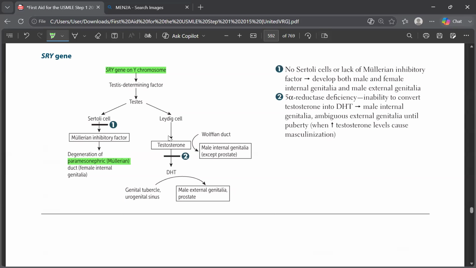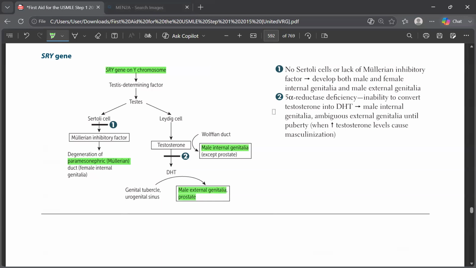And then the Leydig cells secrete testosterone, and testosterone causes the Wolffian duct to be converted into male internal genitalia. The Wolffian duct is also called the mesonephric duct, and testosterone is converted to DHT, and DHT causes the genital tubercle and urogenital sinus to be converted into male external genitalia and the prostate. So, the Wolffian duct forms the male internal genitalia except the prostate, and the genital tubercle and urogenital sinus under the influence of DHT form the male external genitalia and prostate.